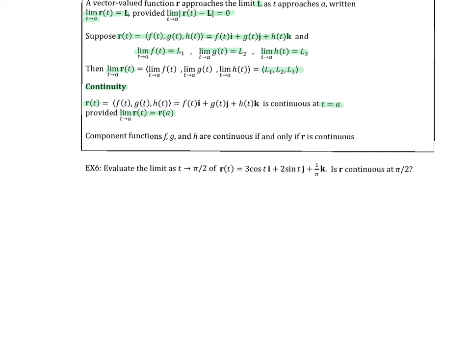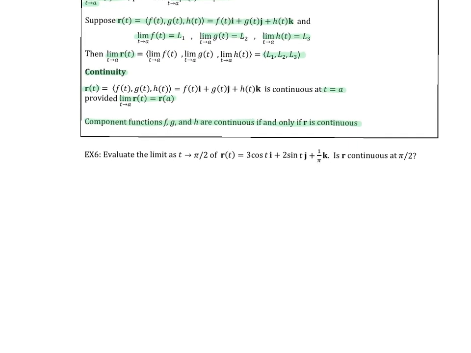To go along with that, we have this theorem that says f, g, and h are continuous if and only if r is continuous. So if you know that your vector valued function r is continuous, then you know each of its components is continuous. On the other hand, if you know that all of the components are continuous, then the function itself is going to be continuous. Again, these are similar to properties that we've seen in calculus. Now we're just applying them to our vector valued function.